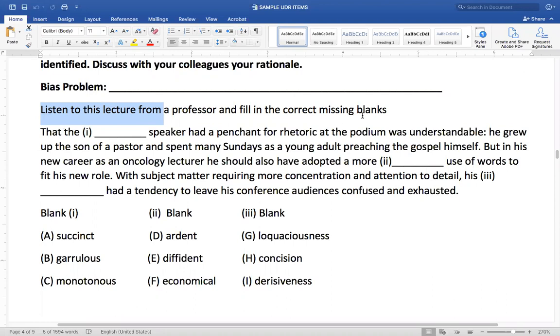But in his new career as an oncology lecturer, he should also have adopted a more blank use of words to fit his new role. With subject matter requiring more concentration and attention to detail, his blank had a tendency to leave his conference audiences confused and exhausted.